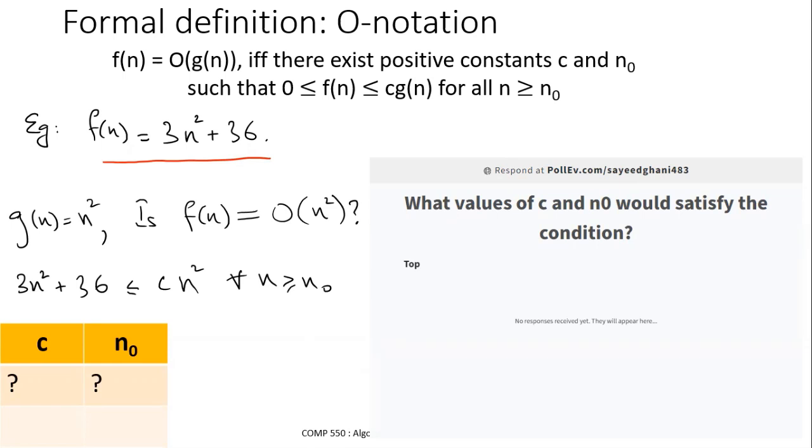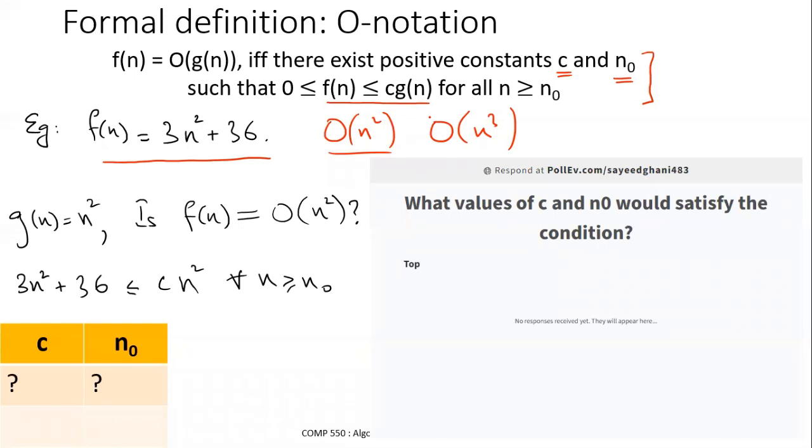So our guess is, we already know this, that this is going to be big O of n squared, right? It's going to be big O of n cubed and so on. But now we need to do a formal proof. We have to make sure that we can satisfy this particular equation. In other words, we can find some values of c and n naught that satisfy the following condition.